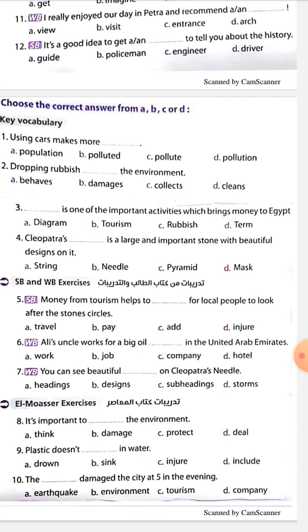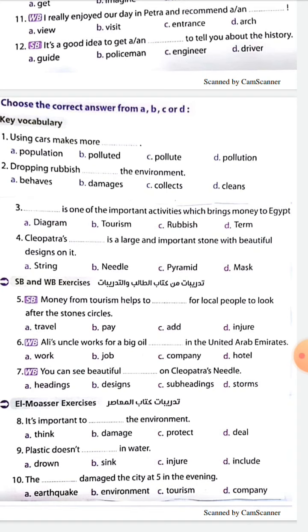It's important ... to the environment. It's important to protect the environment. لازم نحمي البيئة. Number 9. Plastic doesn't ... in water. Plastic doesn't sink in water. يعني البلاستيك لا يغوص في الماء. The last sentence: the ... damaged the city at 5 in the evening. Damage means، كلمة damage معناها يدمر. اللي هيدمر المدينة أكيد earthquake، اللي هو الزلزال.